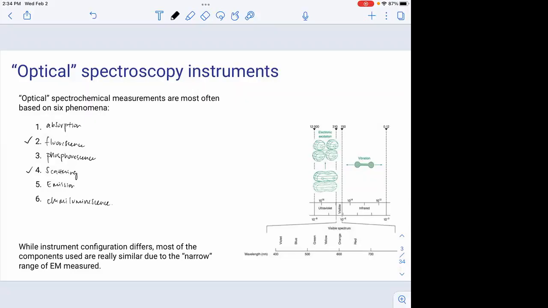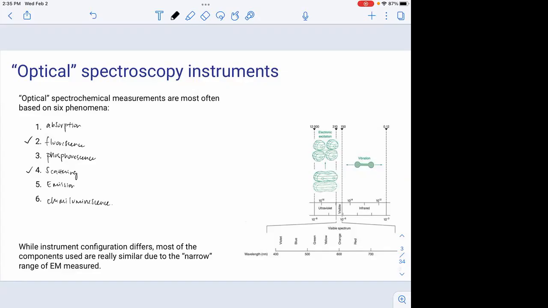I was mentioning that really the only classification we put on this type of instrument is that you have to use light to elicit a change in your chemical system. Instrument configuration can really differ, but most of the components that are used are really similar because of the narrow range of electromagnetic radiation that we are using to interrogate our system and then probably thus detect.